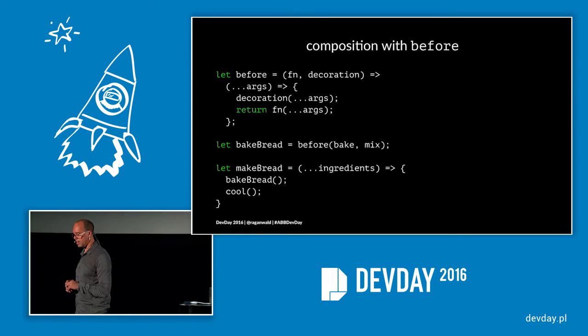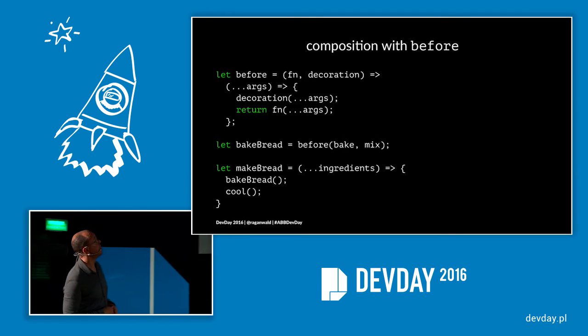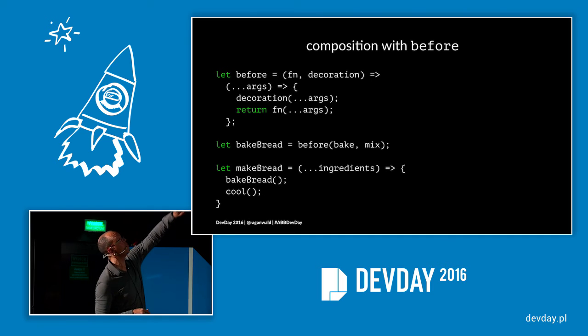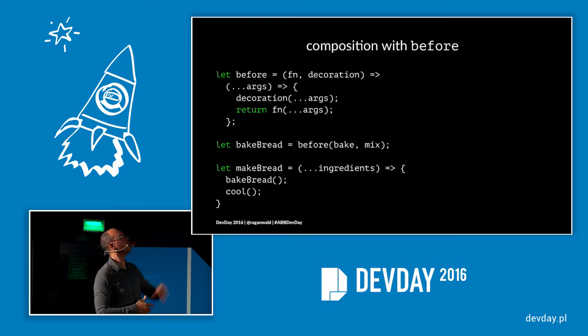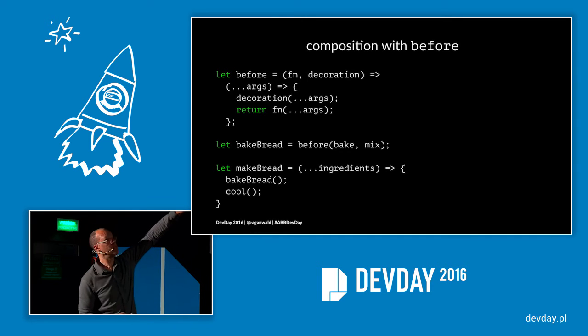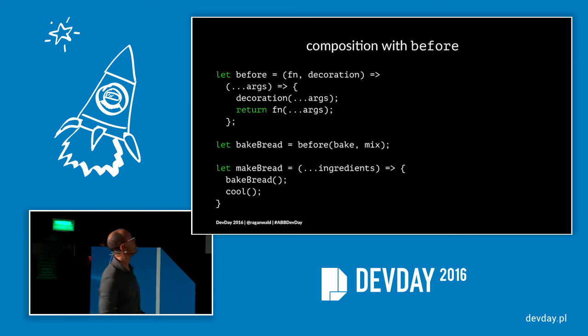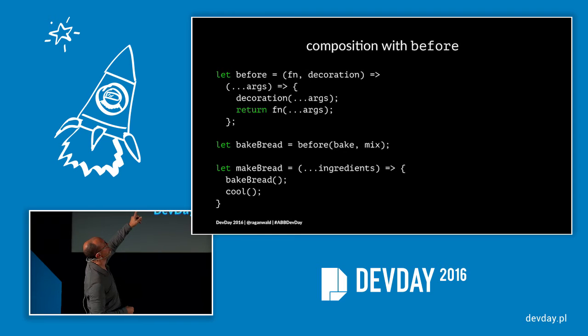Now here's an interesting idea. before is a kind of composition. It says, I have a function, and I have some decoration, which is some other thing that I want to do before I execute my function. It returns a new function that's going to first apply the decoration and then return the results of the function. So bakeBread is, I'm going to bake, but before I bake it, I want to mix it.